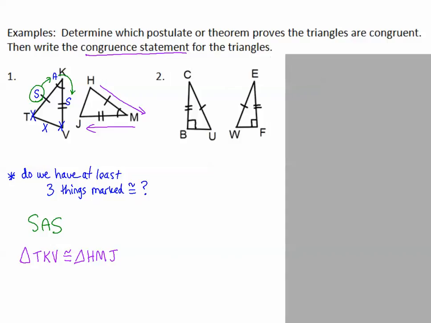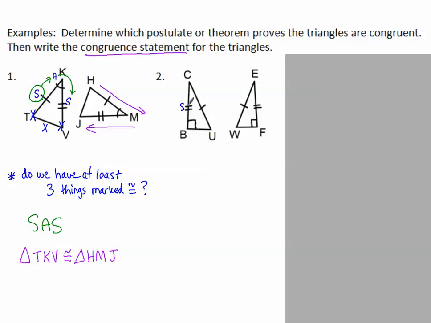If you'd like to walk through it together, I'll do that now. So first thing I ask myself, do I have at least 3 things marked? Side, side, and an angle: congruent to a side, and an angle. So I have that. Next, let's label everything we have marked.